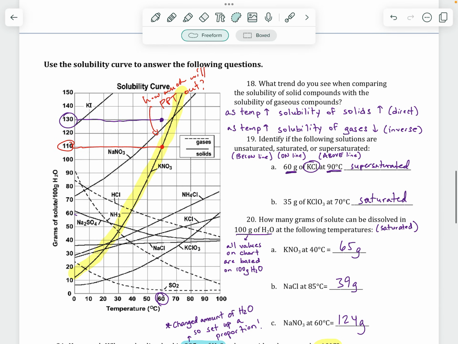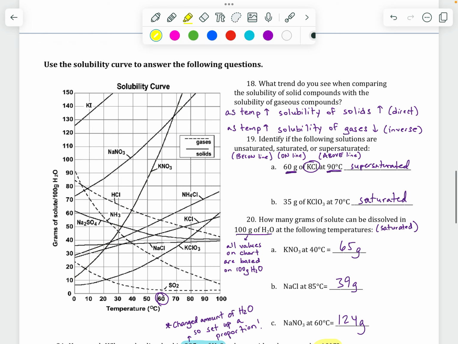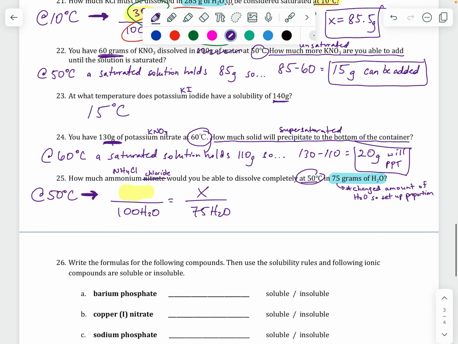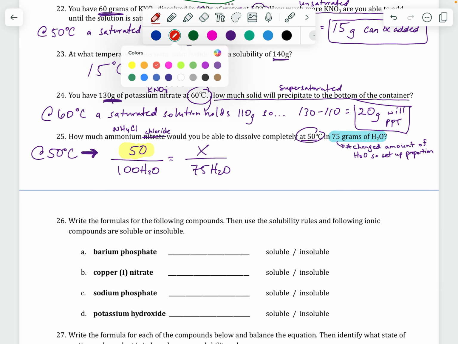And so let me get rid of all the extra stuff here that we added for the others. Here's ammonium chloride. And I look at 50 degrees. 50 degrees, I go up. And I can dissolve about 50 grams there, right? And so 50 grams at 50 degrees, I cross multiply.